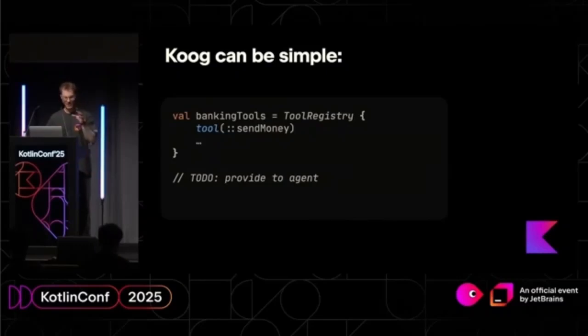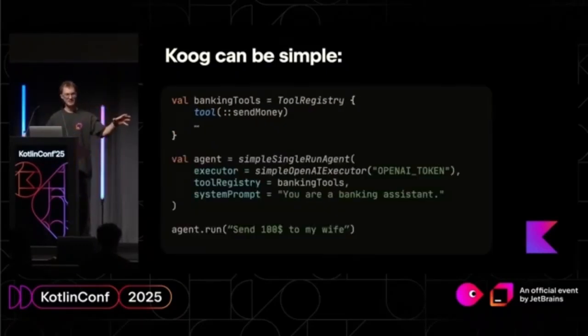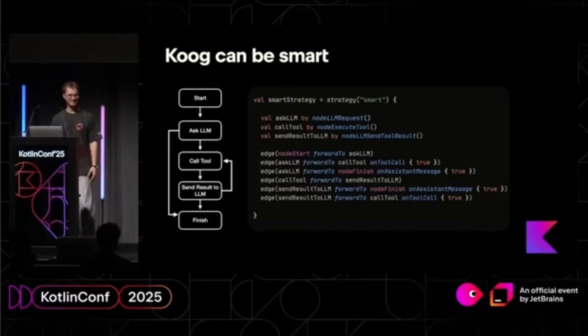That's it. We just register the tools from your application, provide them to the agent, and run it with some user problem. Actually, that's it. That's a very simple, yet very powerful, fully autonomous AI agent that will instantly make your application agentic. Nothing else is needed. So Koog, if you want, can be very simple. But Koog can also be smart.